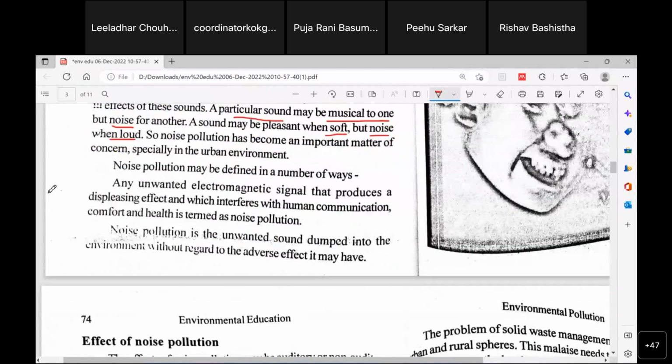And remember, in this book there is a definition of noise pollution, but this definition is not correct. This definition is from somewhere, copied from the internet, I checked, and it is written, but that is not the correct definition of noise pollution. You will see that they have written: any unwanted electromagnetic signal that produces a displeasing effect and which interferes with human communication, comfort, and health is termed as noise pollution.